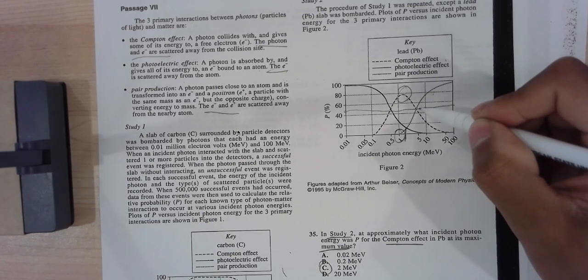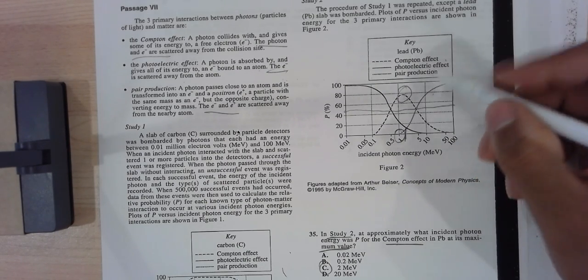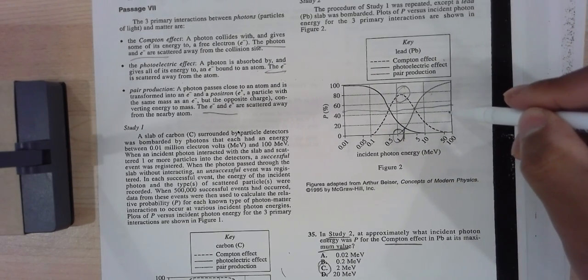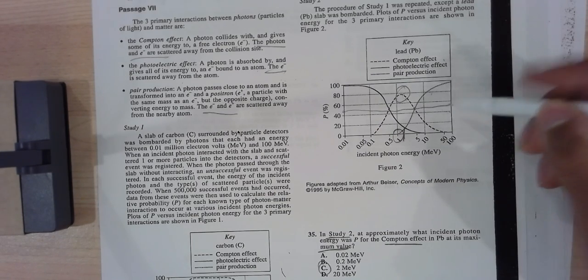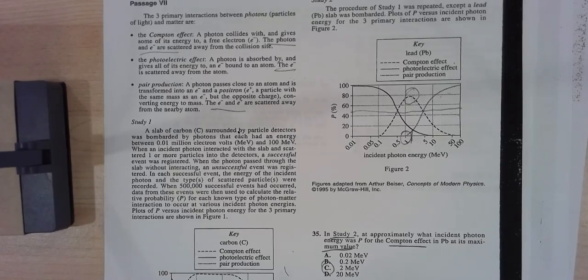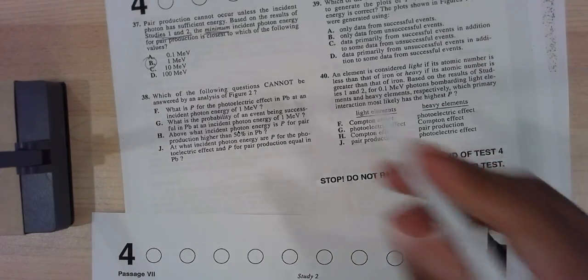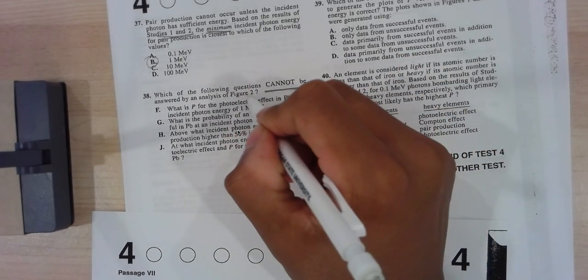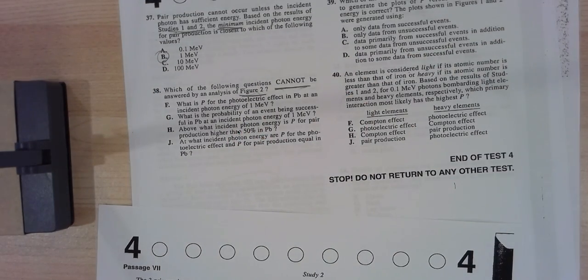Can we answer that from this question? At what incident energy is pair production at 50%? That can be answered from this graph, right? Yeah, this can be answered from the figure. So that's why it's not H. Does that make sense, Magna? Because what the question is asking for is which one cannot be answered by the analysis of figure 2.